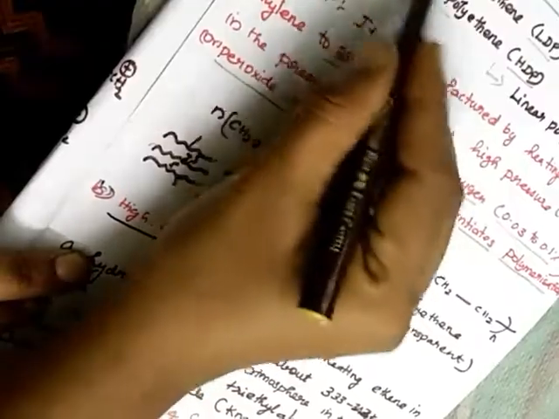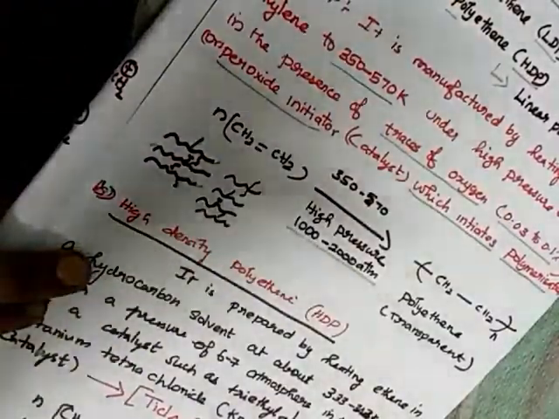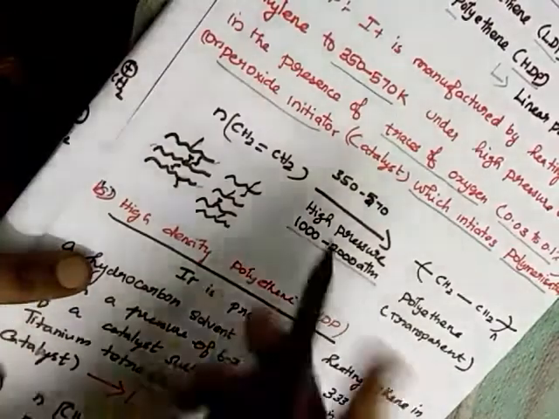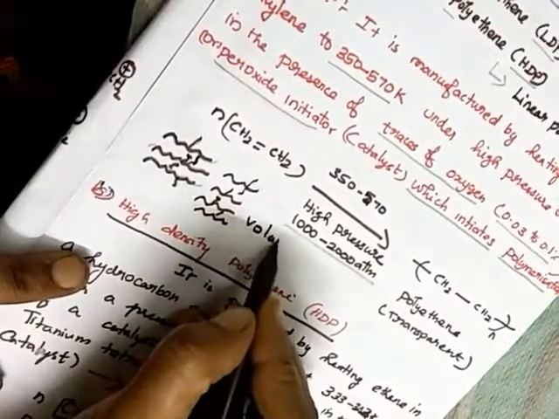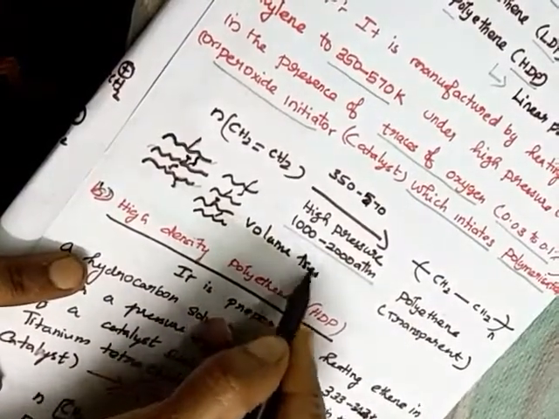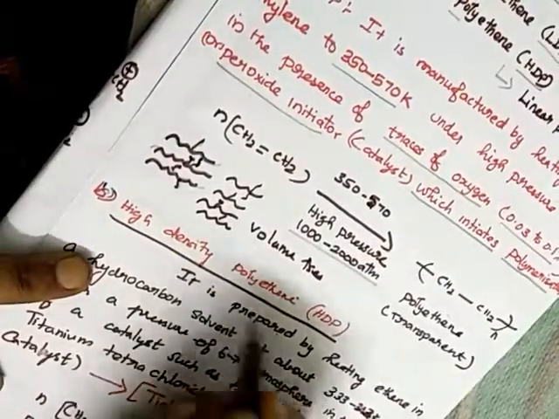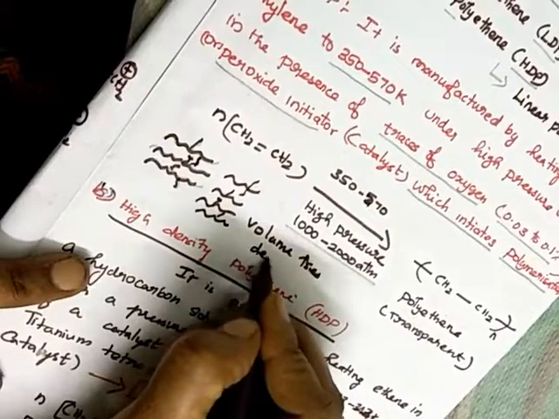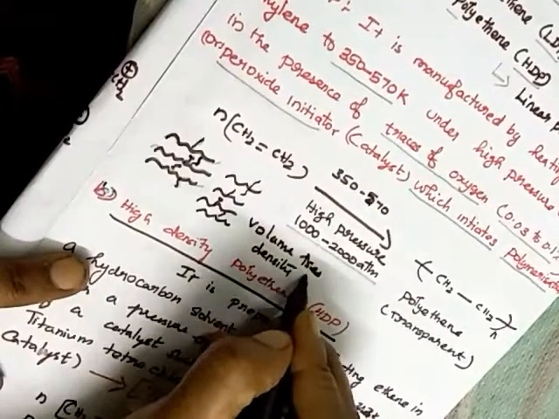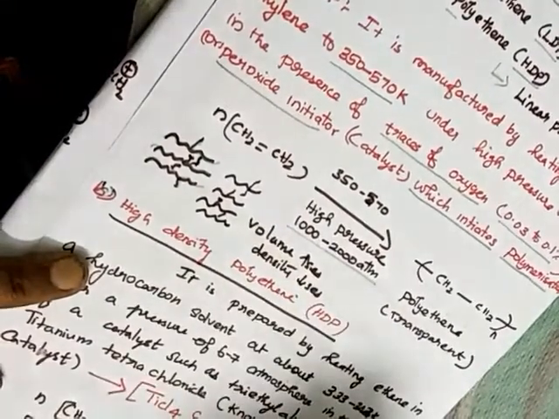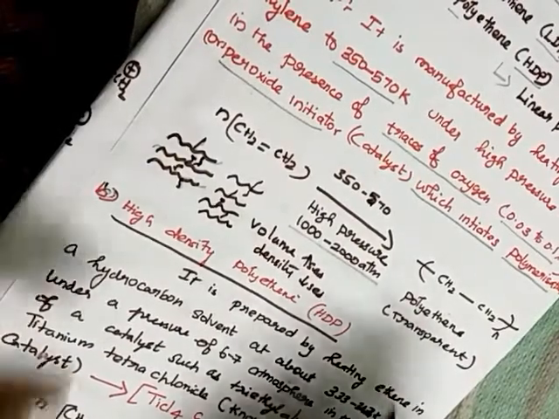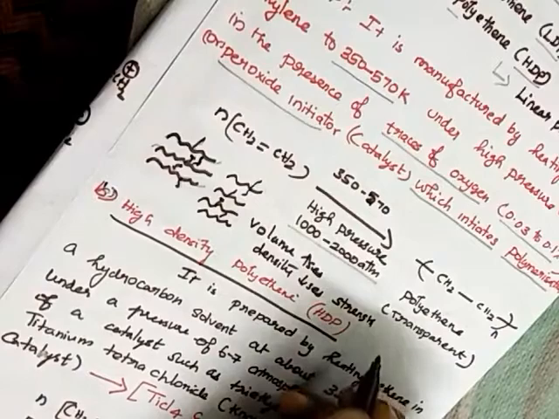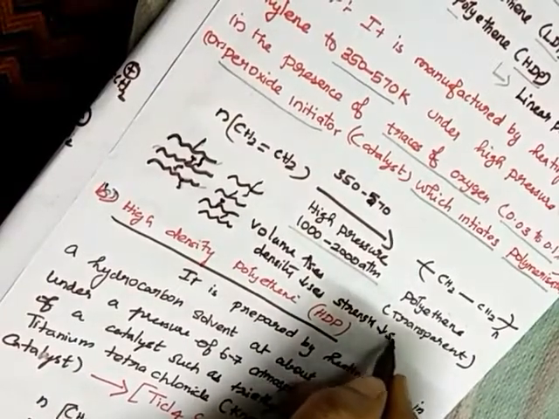So low density, the naming itself is there, low density, because they are trying to occupy more space, so automatically volume increases because of the repulsion between two branched chains. Okay, so what will happen, children? Density decreases, right? Then what will happen to the strength? Already asked a question. Density decreases, strength also decreases.